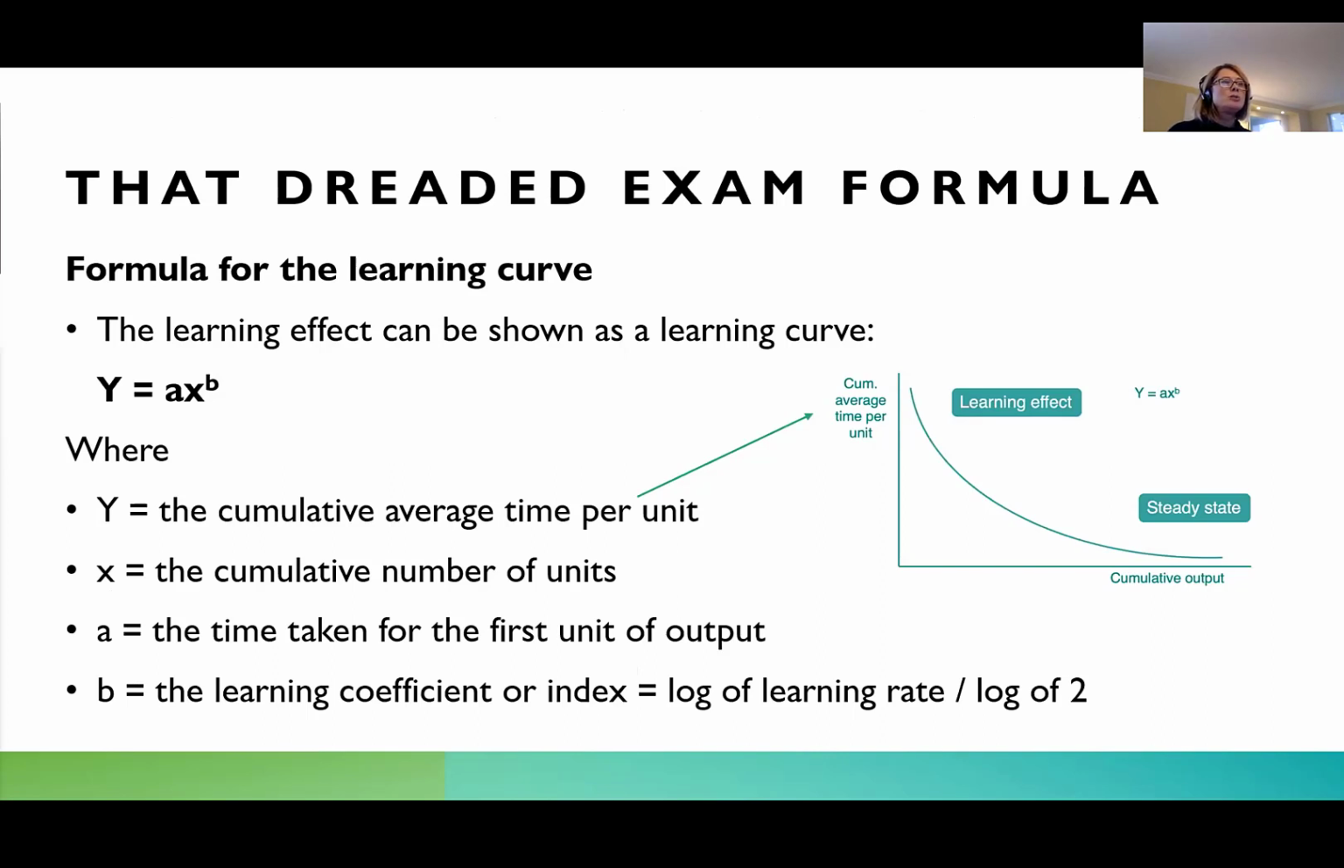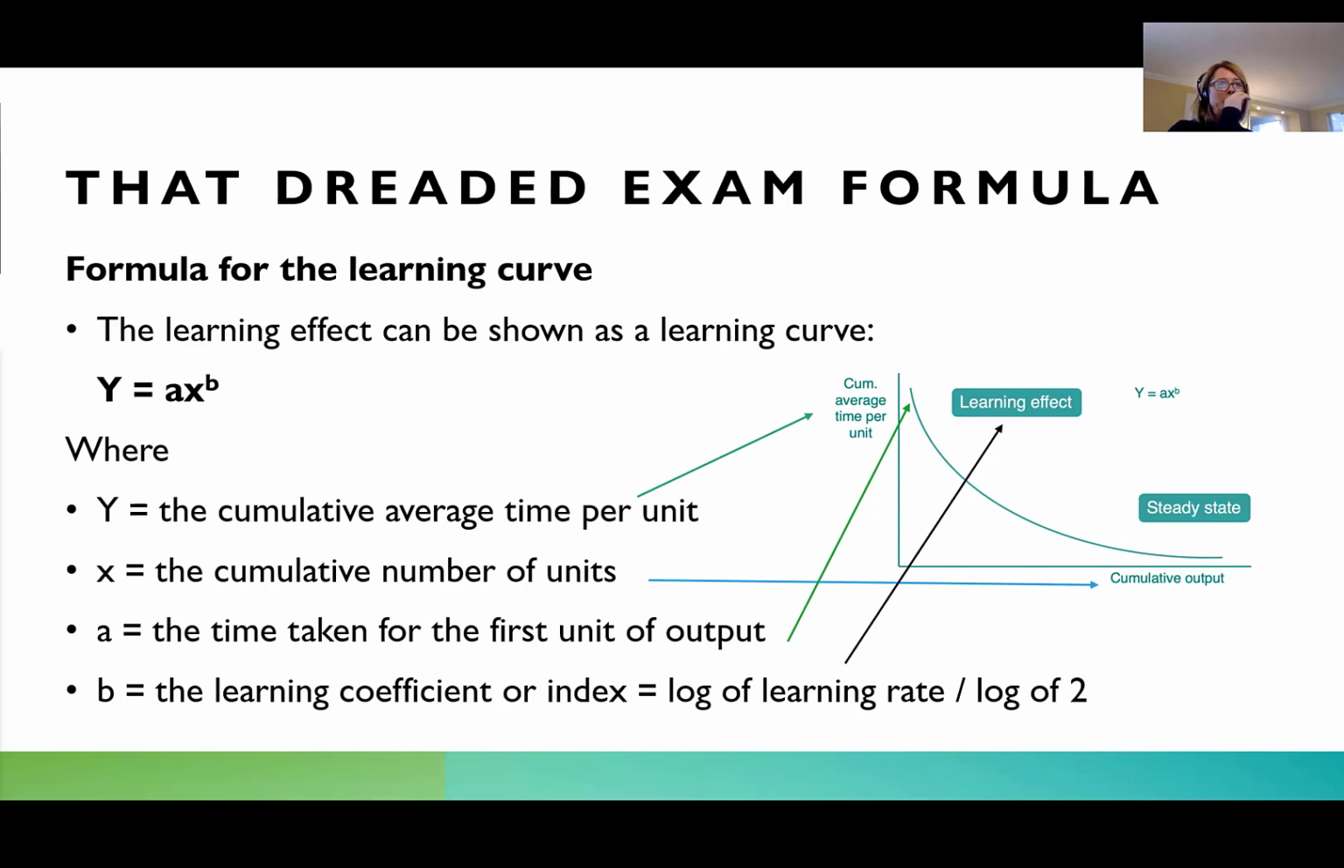X is the cumulative number of units, the number of units that you've done so far. So in our previous example, we were at 8, weren't we? The cumulative number of units. A is the time taken for the first unit of our output, where we're at 1 unit. And in our previous example, that was 50. And then the coefficient of learning is log of the learning rate used as a decimal over log of 2.